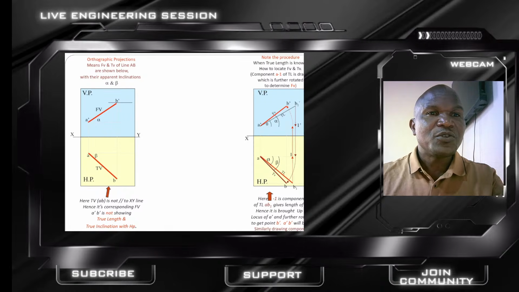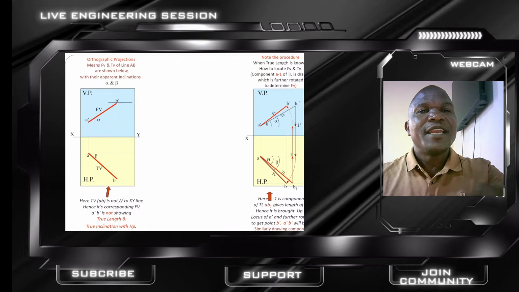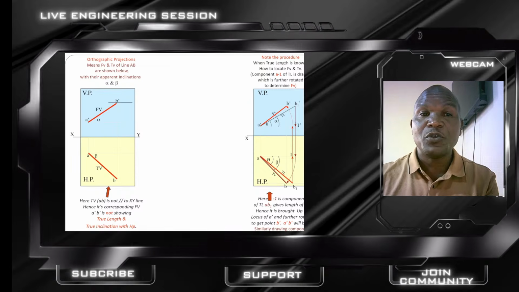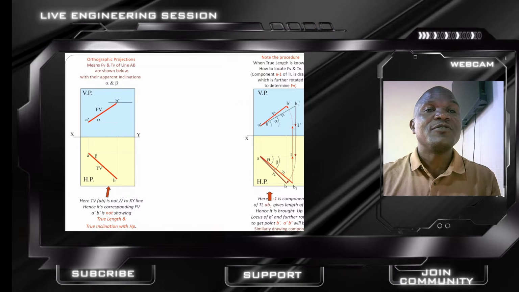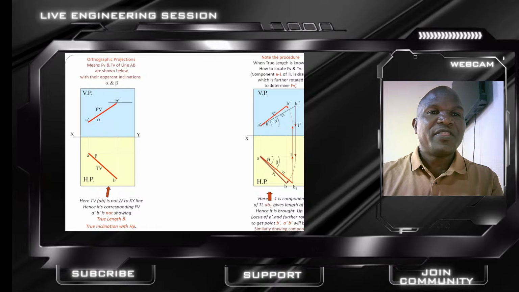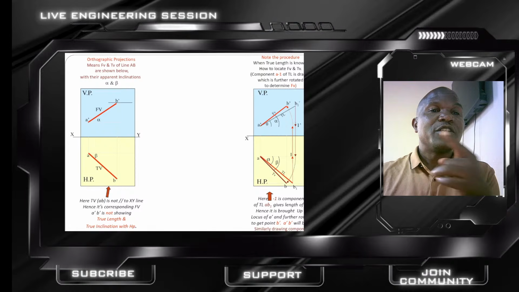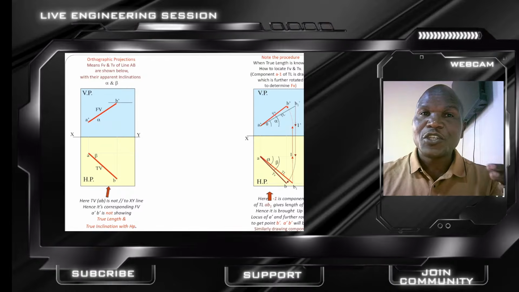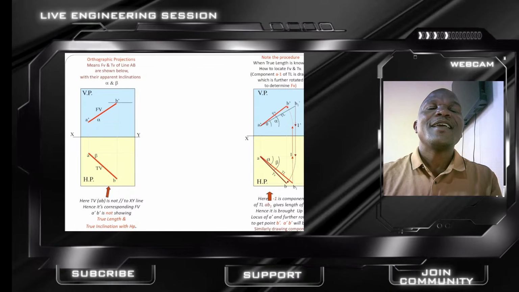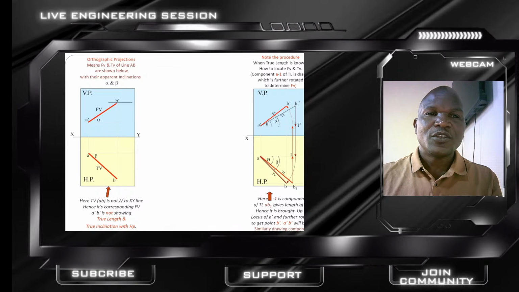This slide shows the same line in different quadrants, but what changes here is the position of the front view and the top view relative to the XY. The method remains the same. So the method is constant, and what changes? The position changes.